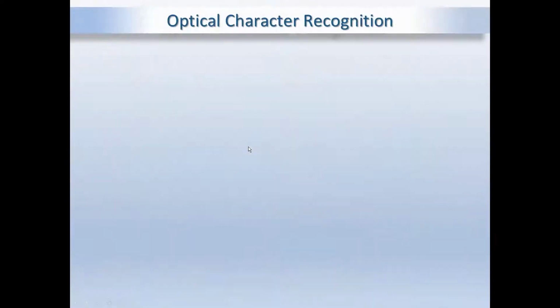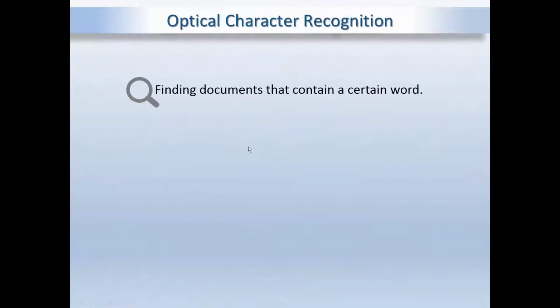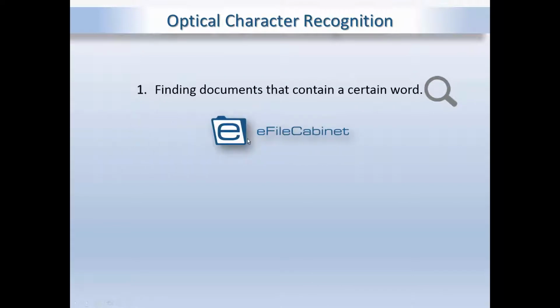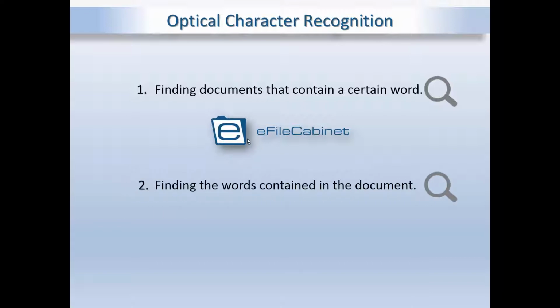So let's take a look then. 2 things. First, finding documents that contain a certain word. Now eFileCabinet, the software, allows us to do that. The OCR engine within eFileCabinet will find all the documents that contain that certain word or words. Then second, finding the words contained in the document. Again, as I mentioned, that is a process of the OCR creator and editor. We use Foxit Phantom. Many of you may use Adobe Professional or Standard. That will work also. So let's look a little closer at this.